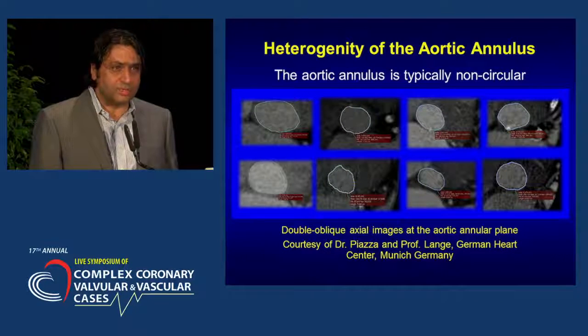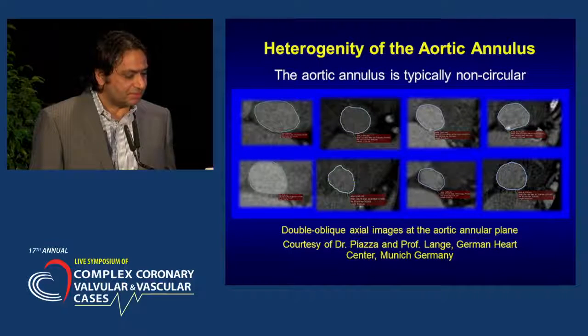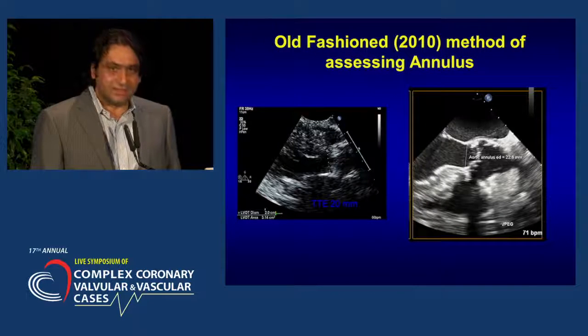So I think it's important to understand that the annulus is not circular. It's actually not even oval all the time. So it's just variable in shape. And these are just some of the shapes that are actually shown here. So you have to take that into consideration.